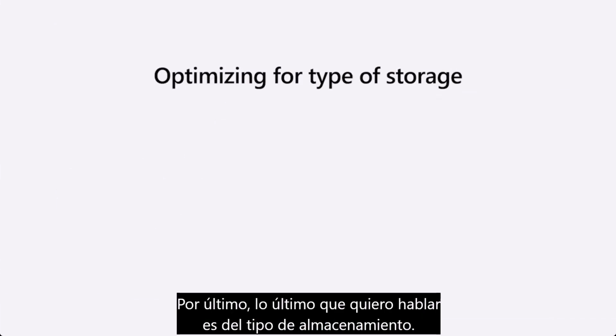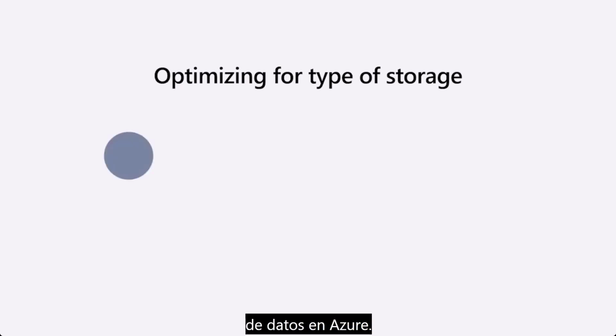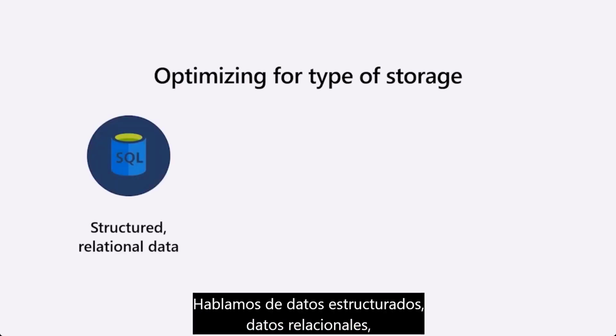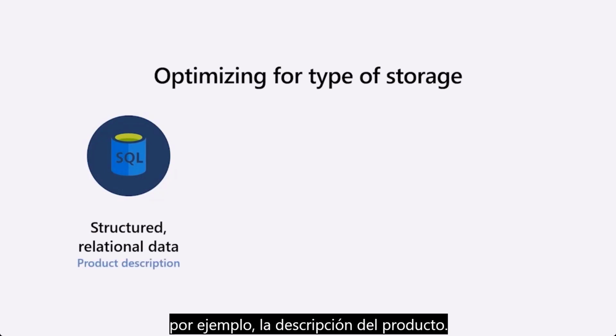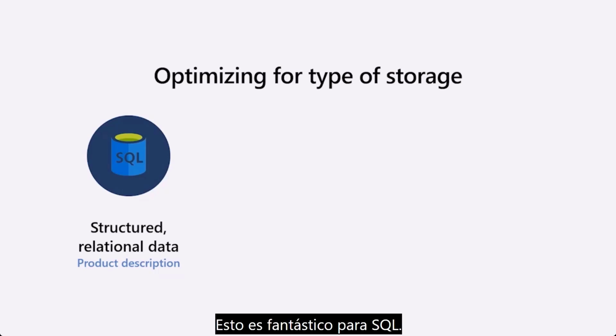Finally, the last thing I want to talk about is the type of storage, all right? Because you have different types of storage, you have different data solutions on Azure. So we talked already about structured data, relational data, for example, the product description, all right? You have different tables and those tables have relations, and this is great for SQL.